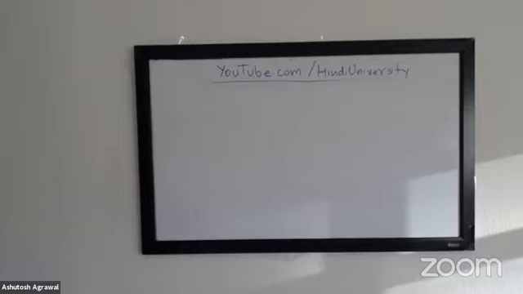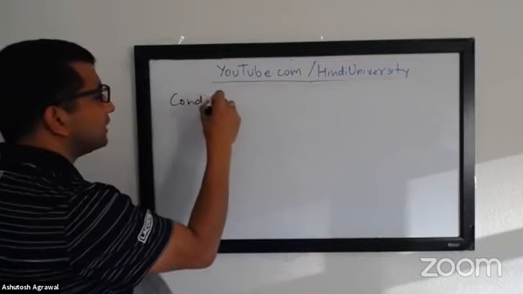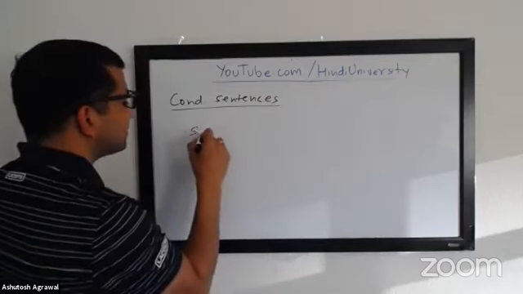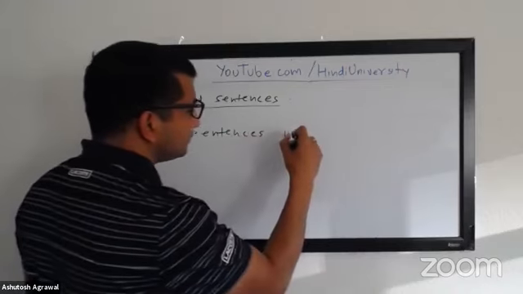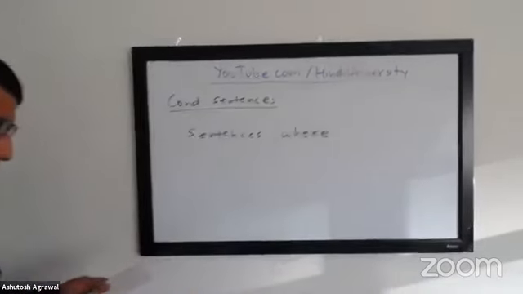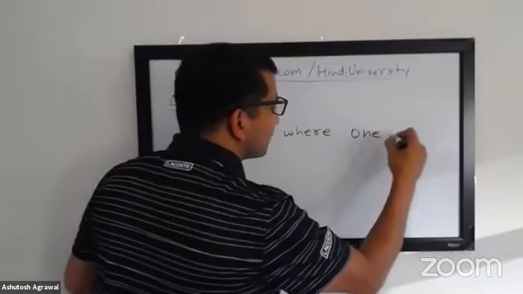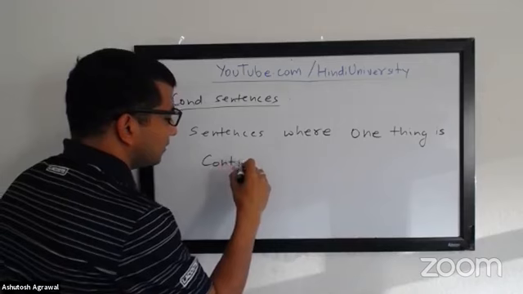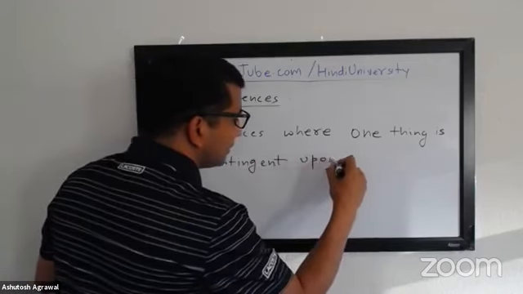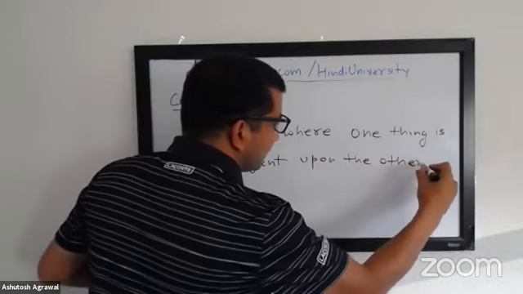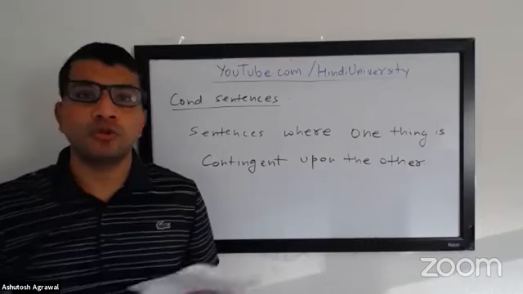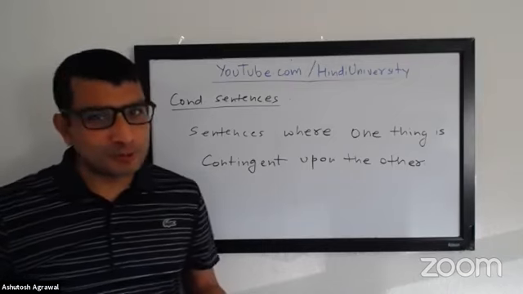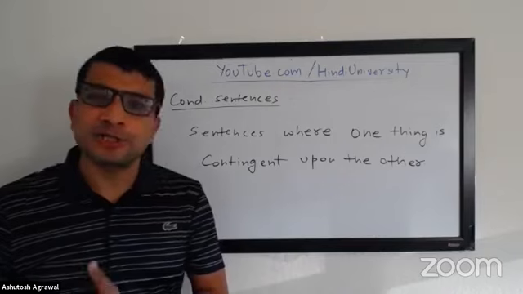When we talk about conditional sentences, these are basically sentences where one thing is contingent upon the other. So there is a condition. Imagine you have two situations: if you make the food, I will eat. Those are two different sentences, but one is dependent on the other. It's contingent upon the other.